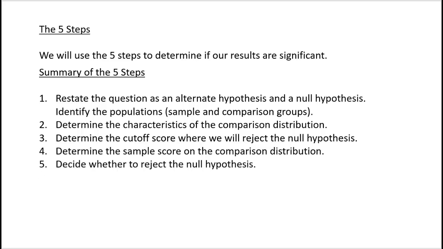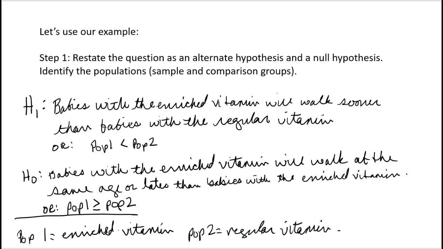Let's take a look at step 1 with our example. In step 1, we restate the question as an alternate hypothesis and a null hypothesis and identify the populations. Now, one of the things that I really don't like about the book is that it says identify the populations. Well, that's kind of misleading because we have a sample and a population. So really what we want to do is identify the groups that we are comparing, and that's our sample and our comparison groups. So if we identify the populations, we do that by saying that population 1 is the enriched vitamin group and population 2 is the regular vitamin group.